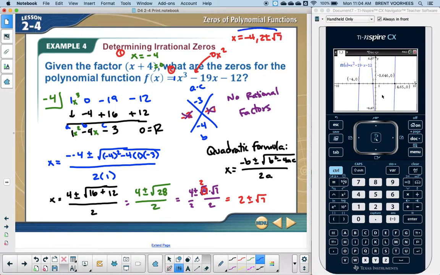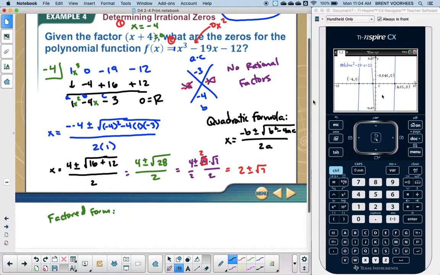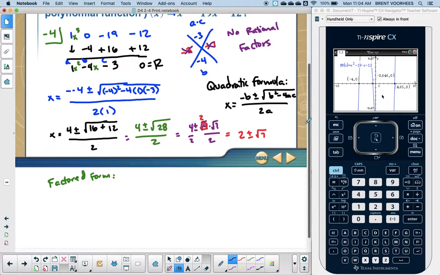Now if you were working on your Alex homework, it's a little different, in that they're going to actually just want it in factored form. And so in factored form, you take your zeros and basically we make them lie, as we put them in parentheses. So we're going to take all these 3 zeros.